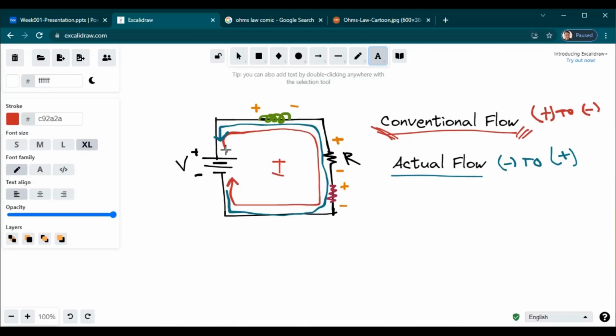The reason why conventional flow is the more popular and the one that is actually being used is because, again, of the large time gap between the establishment of conventional flow and actual flow. There are so many educational materials, research papers, studies, journals, newspapers, books, okay, that have already used conventional flow.